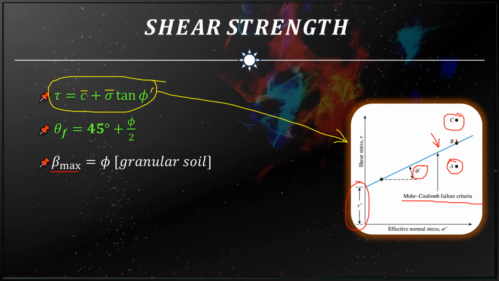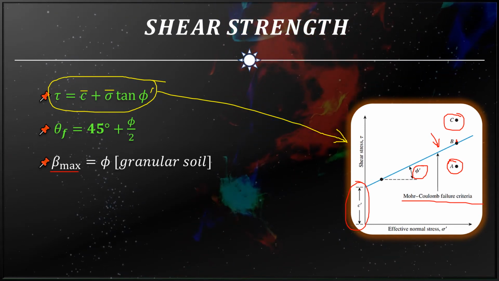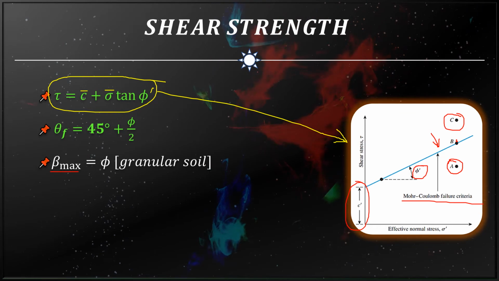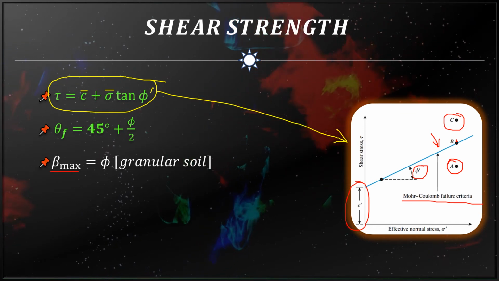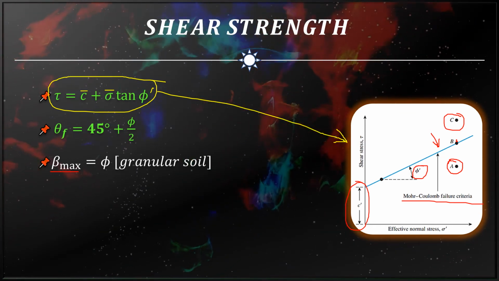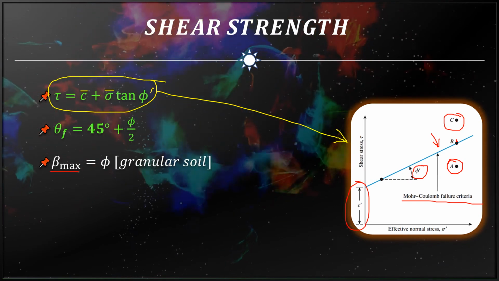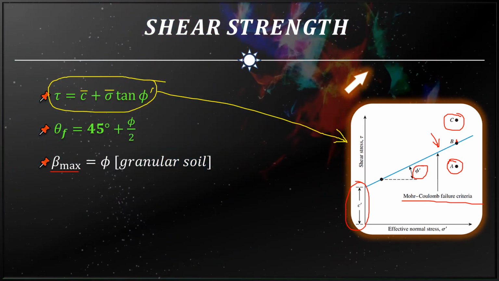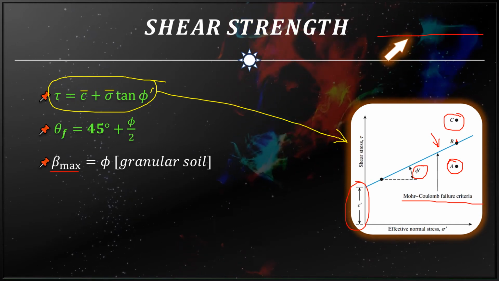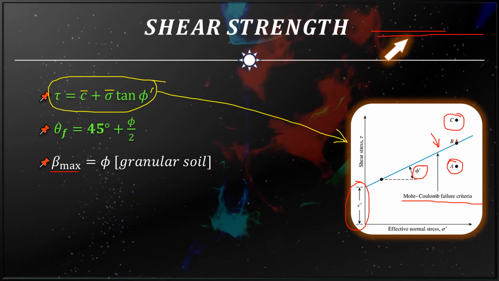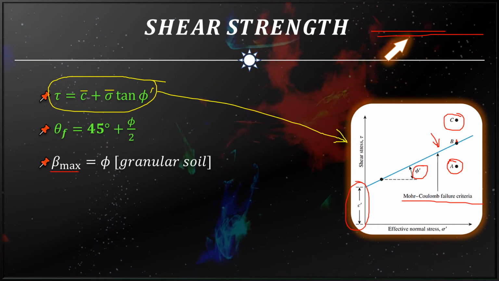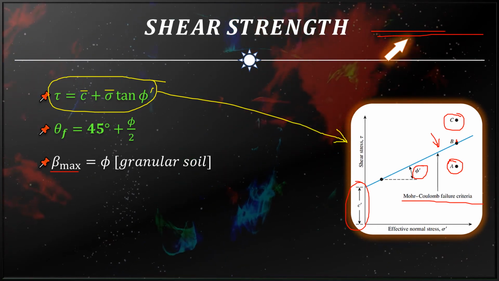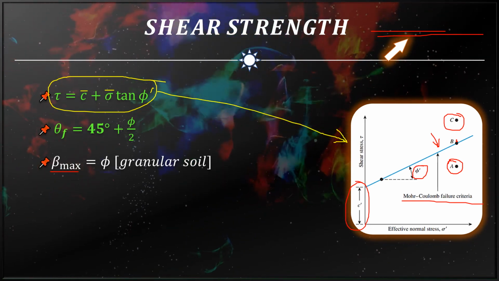And there is something called obliquity. Beta max is equal to phi for a granular soil, and for cohesive soil phi is 0, then beta max is also 0. And you can refer to this suggested video to learn more about Mohr circle and important relations, which also come under the strength of materials chapter.